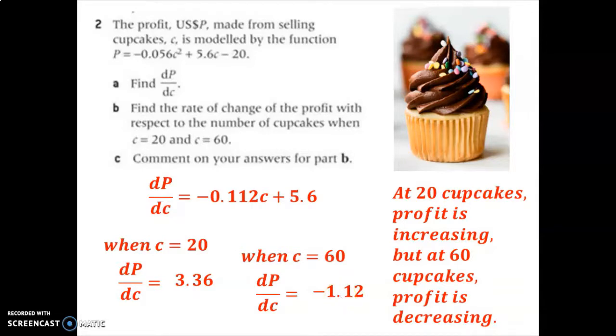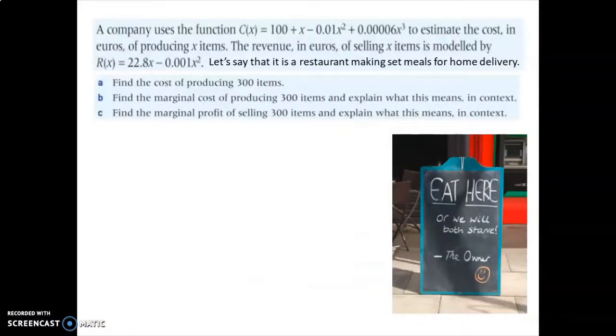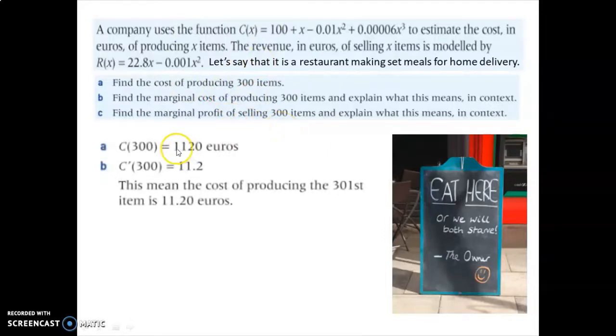Alright, that's how we interpret the results. We have one more. You can do it. All that same kind of thinking that we just had, read this problem, and let's see if you can figure these out here. Okay, for A, all we do is put 300 into the function, and we figure out it costs this much for 300. So the cost of 300 was just 300 into the cost function.